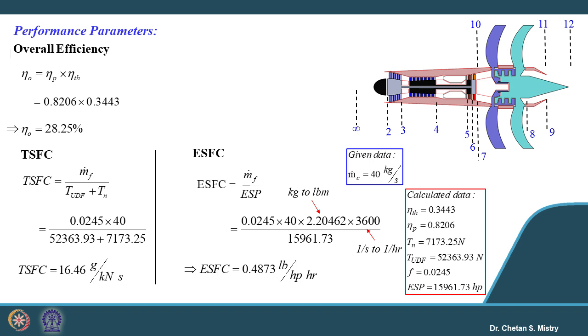If we put in these values, we need to do the conversion from kg to pound, and from per second to per hour. Then we get the equivalent specific fuel consumption. There are different units, such as SI unit and MKS unit, based on which people analyze, so we have all those kinds of configurations. I am sure this gives you an overall idea of the calculation of the performance parameters.